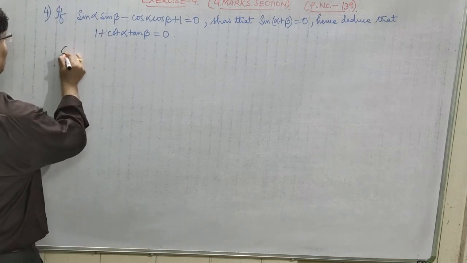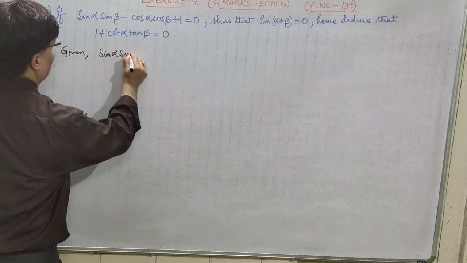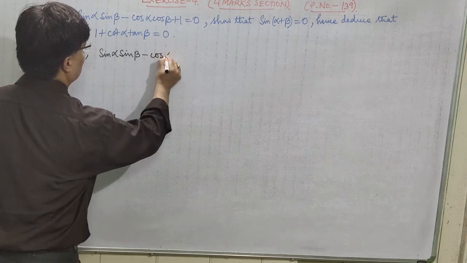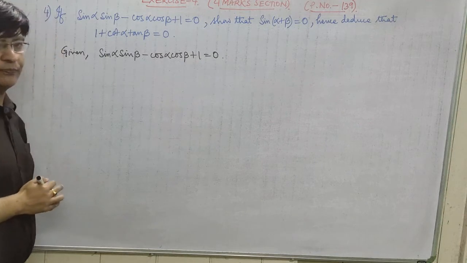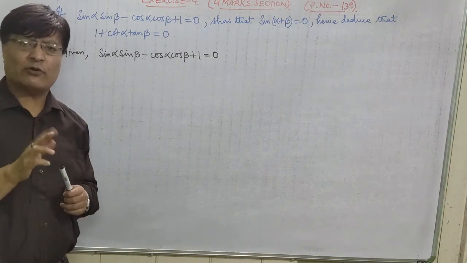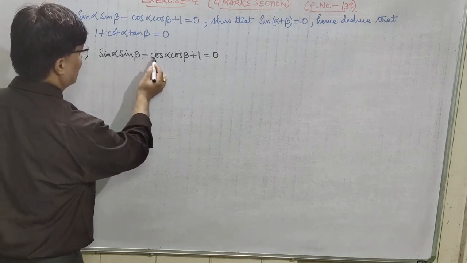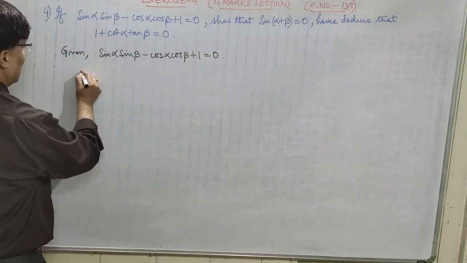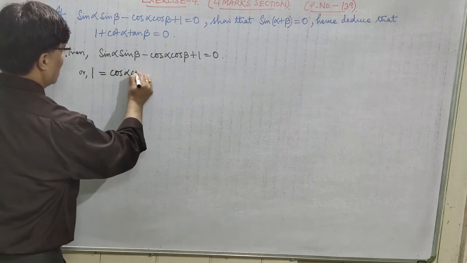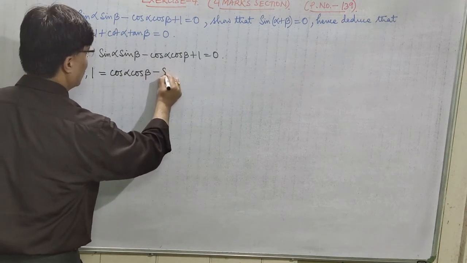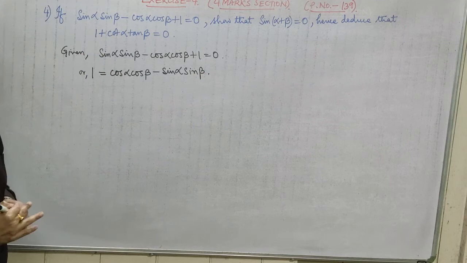So let us write down the given part. Here given is sin alpha sin beta minus cos alpha cos beta plus 1 is equal to 0. And you know the formula of cos A cos B minus sin A sin B, isn't it? So let us take these two terms, sin alpha sin beta minus cos alpha cos beta, to the right hand side, and keep the 1 on the left hand side. 1 is equal to cos alpha cos beta minus sin alpha sin beta. Is that clear?